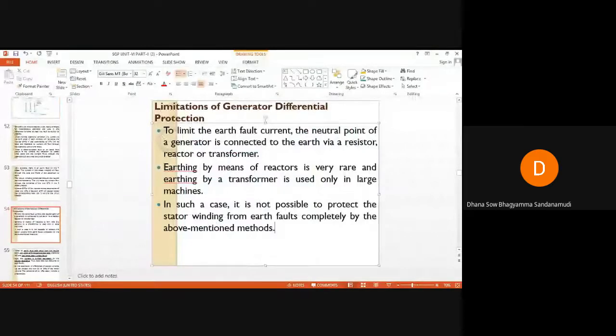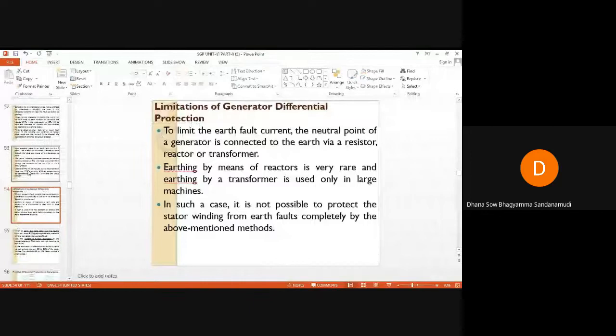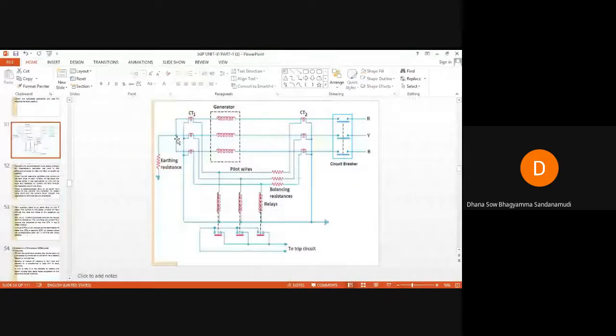So there are some limitations for this. In order to understand the limitations, let me show the image. By looking at this, it will be easier for you to understand. The limitation of this type of protection is that if an LG fault occurs at the neutral point of the generator windings, this is the neutral point.